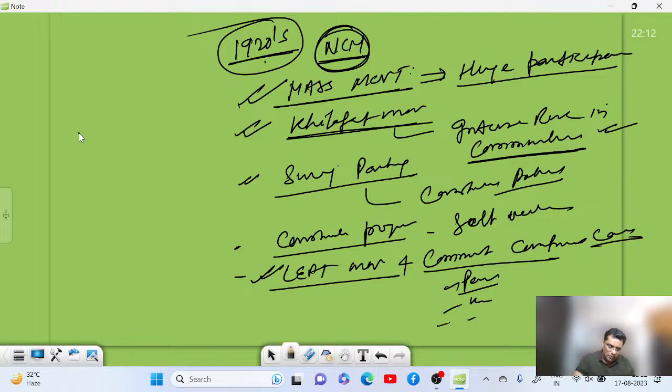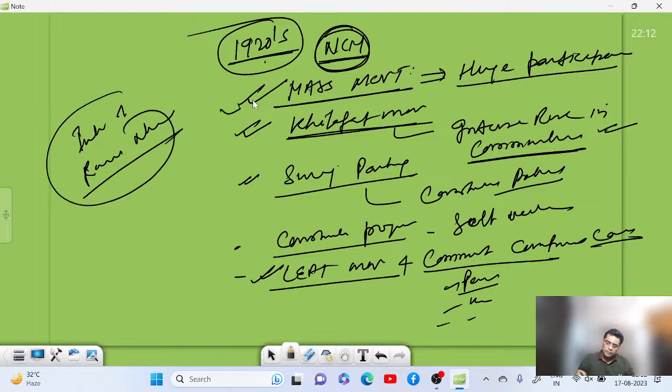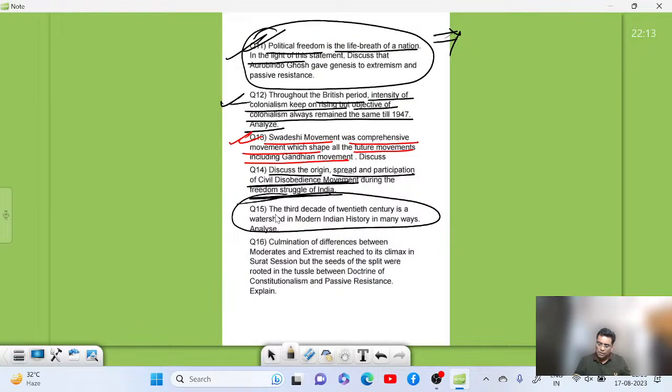And at the same time, we have the intense phase of revolutionary nationalism. This is the phase of Bhagat Singh. So these are the streams of the 1920s which make this phase more intense and a watershed in the history of the third decade of the 20th century. It is a watershed in modern Indian history in many ways, and it was highly significant as well.